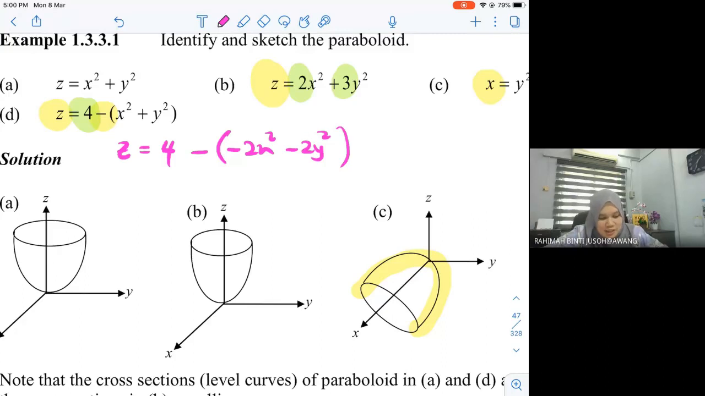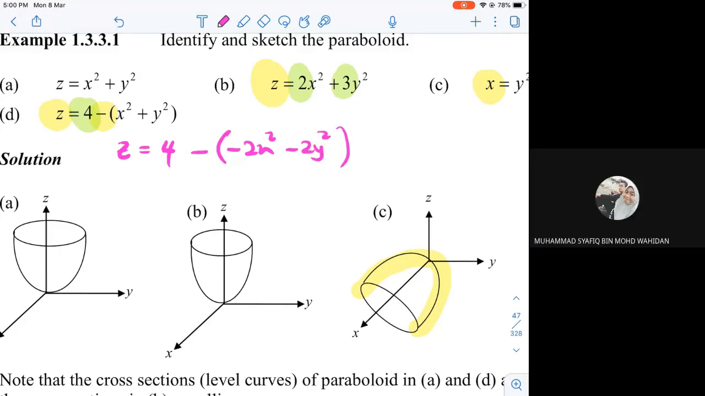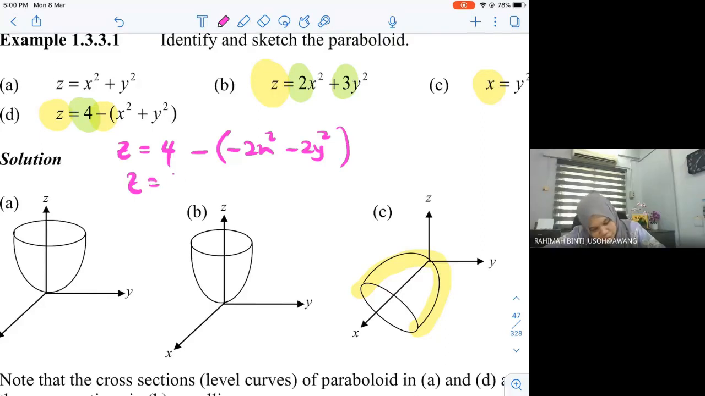Maksudnya apa yang negatif? You nak tanya sekarang ni? Sekarang ni kalau macam kita kembangkan dia jadi positif dua-dua kan coefficient dia. Dia jadi positif, betul, pandai. 2x squared plus 2y squared, betul. So what happened here? So dia akan jadi ke mana? Positif ke negatif?